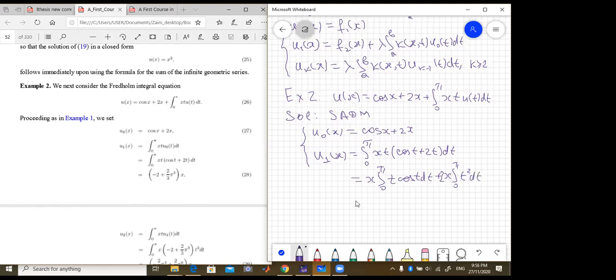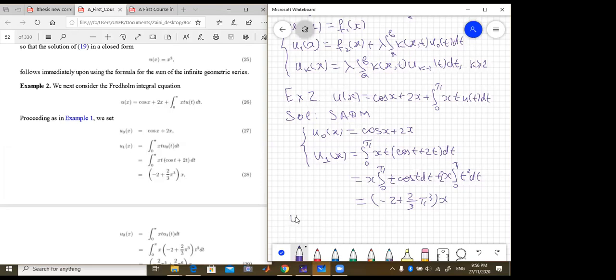Okay, by computing this one integration by parts, this is straightforward. We will get this answer. I hope that nothing is difficult. I just write the resulting one, x cube, pi cube, x. So this is u1.